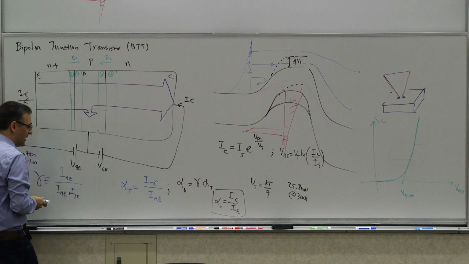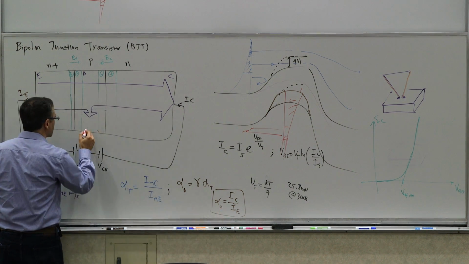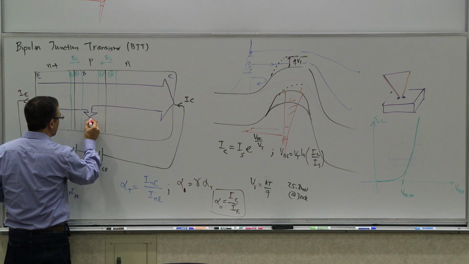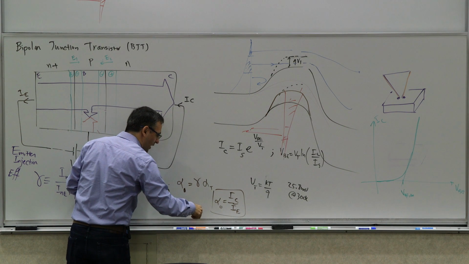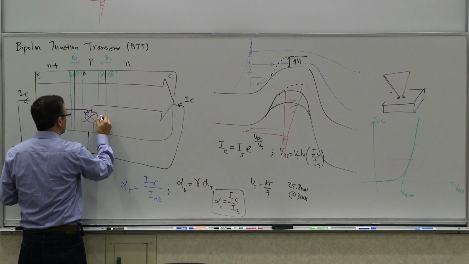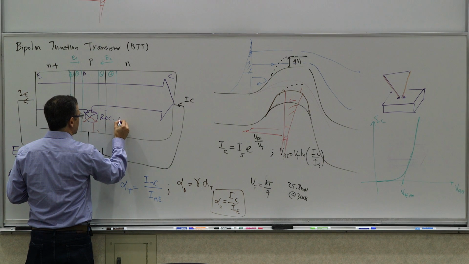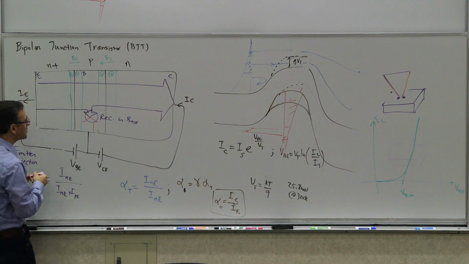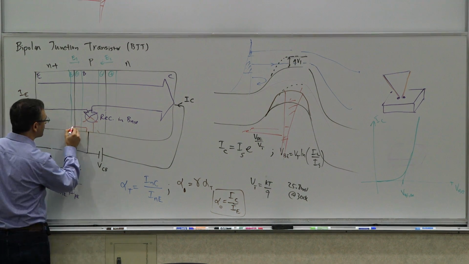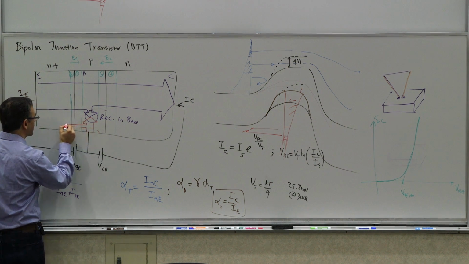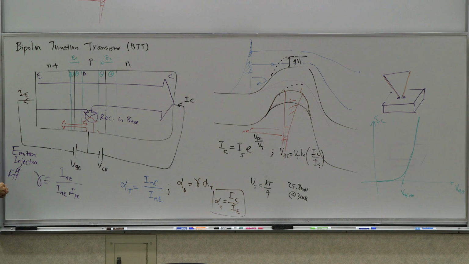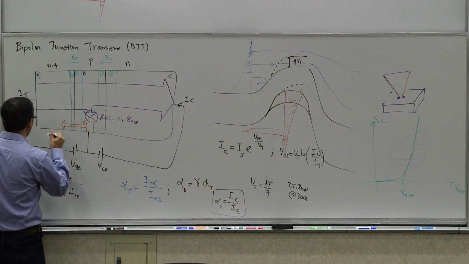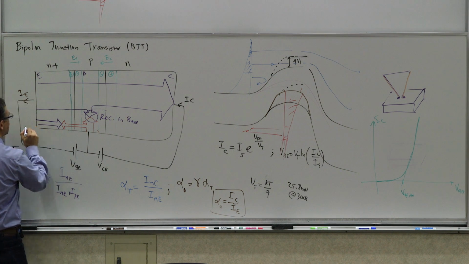And where does it go? It's balanced by the hole currents, right? So there's some holes that are coming in, and then there's recombination happening. So this is recombination in the base. And then you have also some of these holes that are back injected into the emitter. And what happens to them? Yeah, they would recombine with an electron there. So that would be contributing some of the current that needs to come in and balance that.